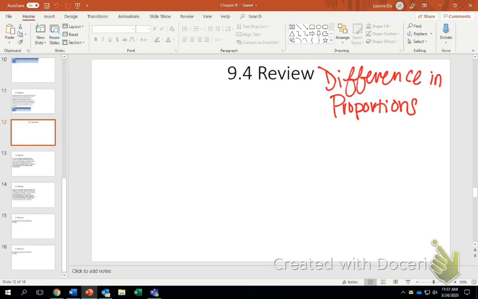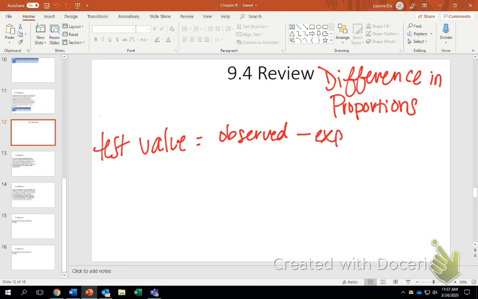We've always worked with the formula of our test value being whatever we observed, like our sample. Test value is going to equal what we observed, so whatever we saw in our sample, minus whatever we expected, which is from our population, over our standard error. Really every single one of our formulas that we've learned has followed this format. So the same thing applies with our proportions.